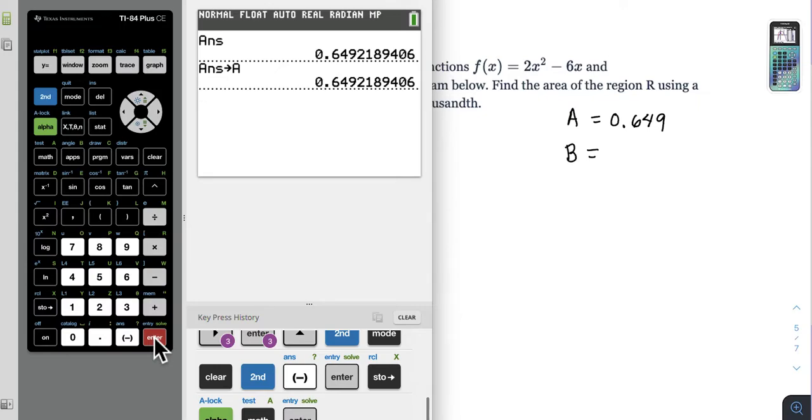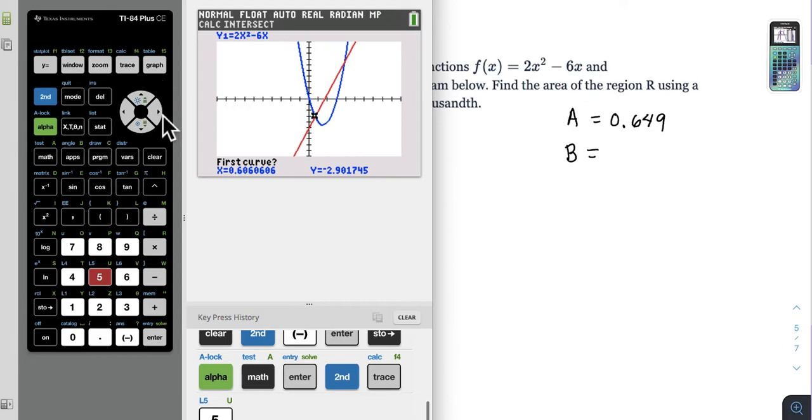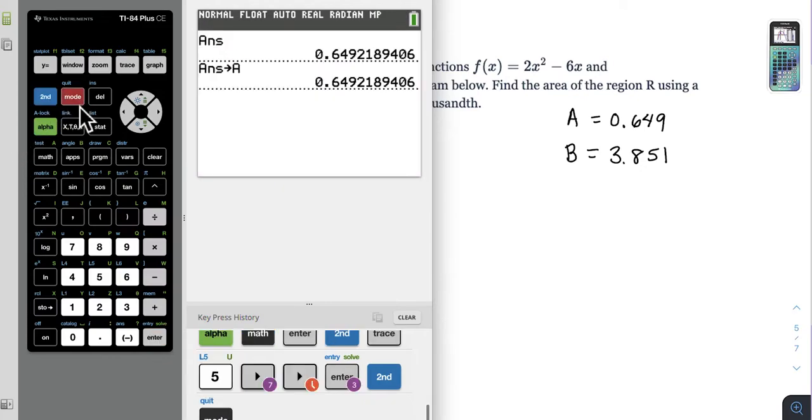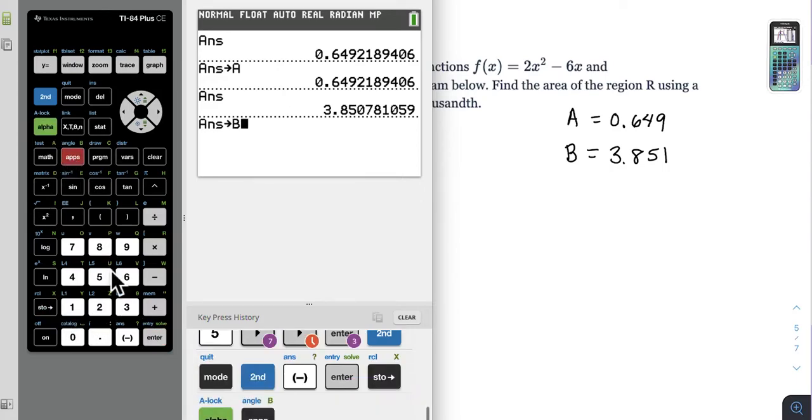And then for my B value for the intersection, I'm going to go back to my calculate menu, option 5. Now I'm going to scroll over towards the second intersection point and hit enter three times. Okay, so we get 3.851. Again, I am going to store that, so second answer, just make sure it pulls up the right number, looks good, store as alpha B.